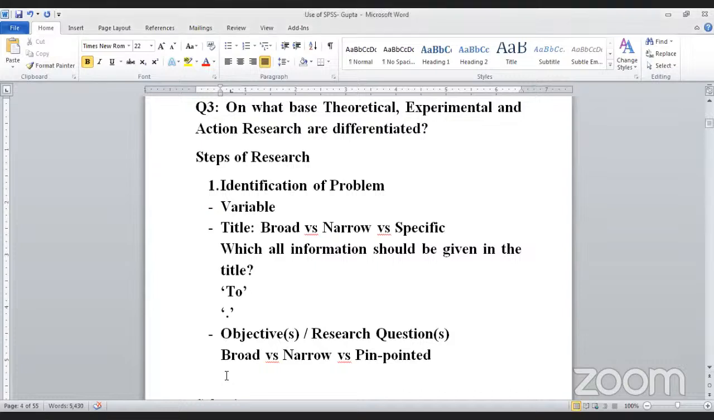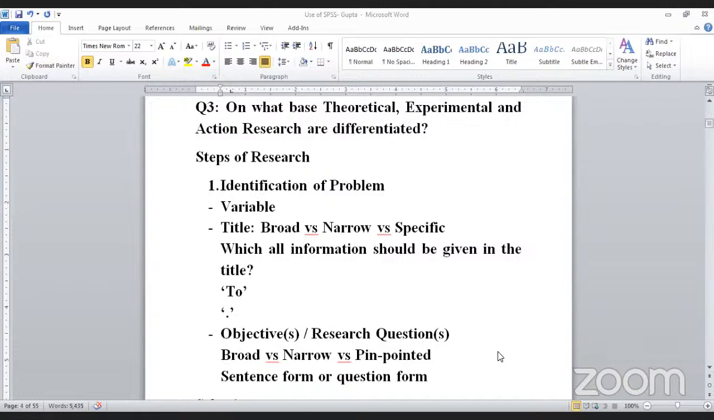Many of you have given the correct answer, but some of you have not. You will know it yourself when I give an example. So you can write it in sentence form or question form. Once you have done these three things, your step number 1 is over. If you have selected the variable, written the title, and written the objective or the research question, then step number 1 is over.